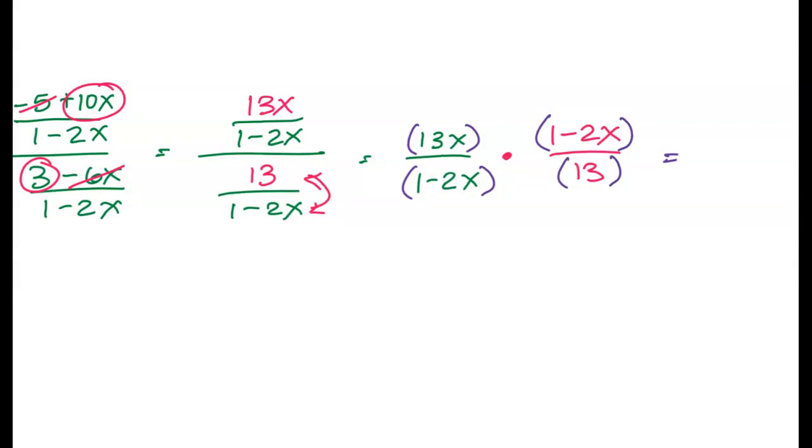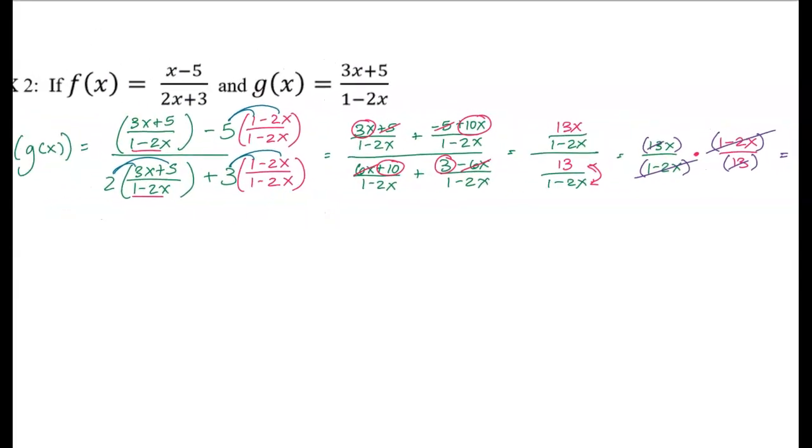What can I now do? Because I have multiplication, what can I do? Cancel like terms. What like terms cancel here? 1 minus 2x completely cancels. What else? 13. What am I left with? x.